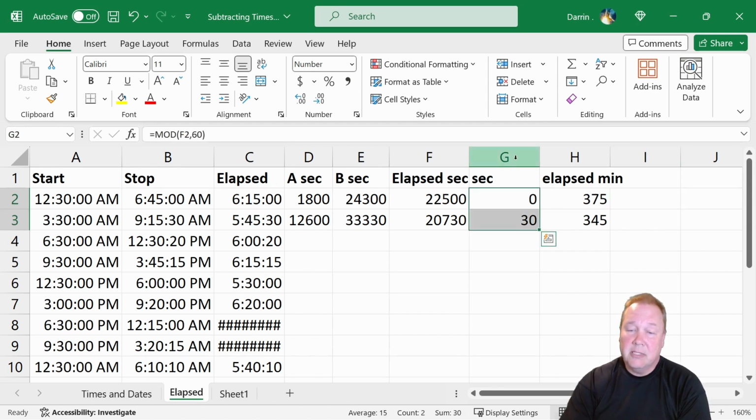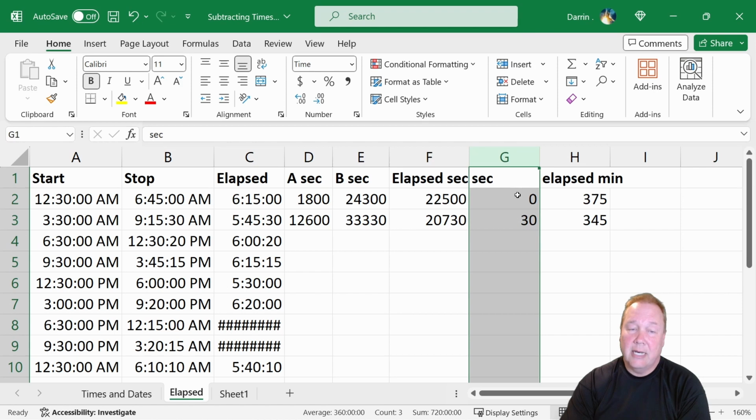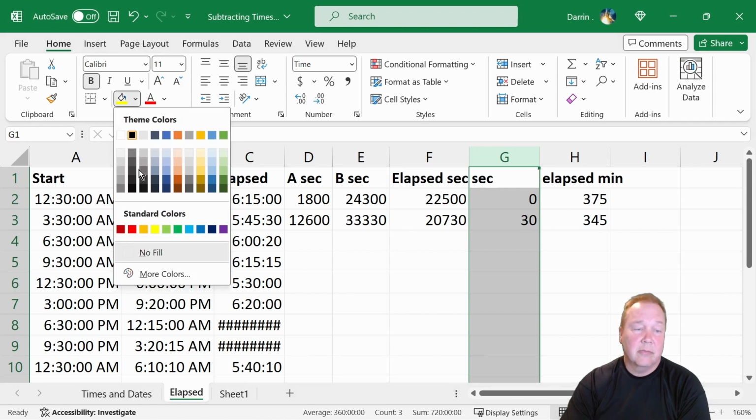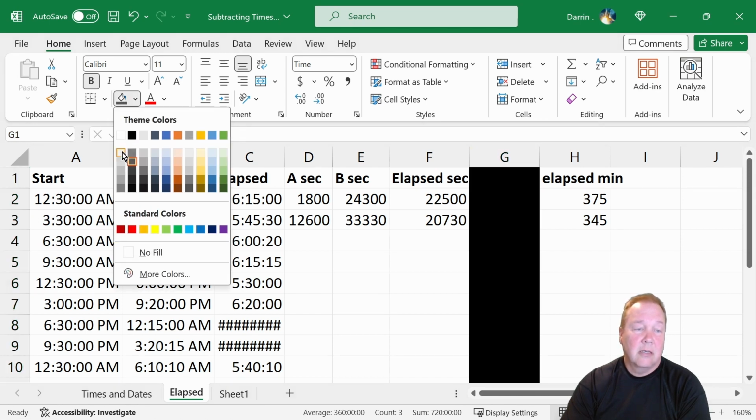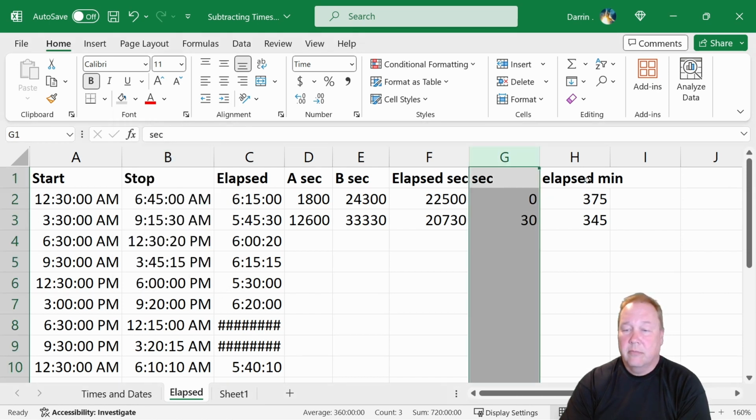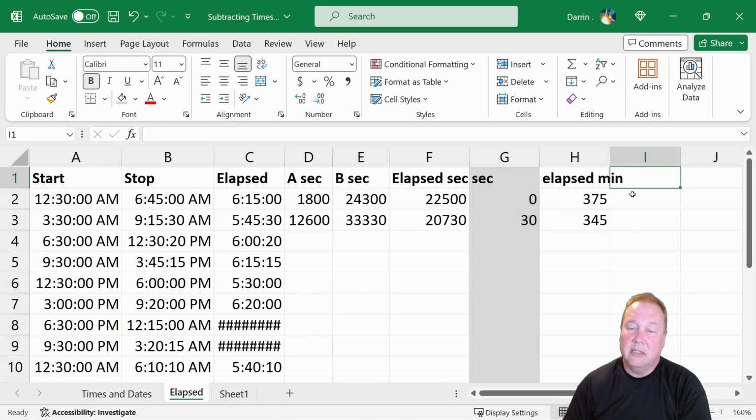This is, remember, this column is the seconds that we actually are going to care about. But no, so that's going to be tacked on to the end. But now we need the elapsed minutes without the hours in it.